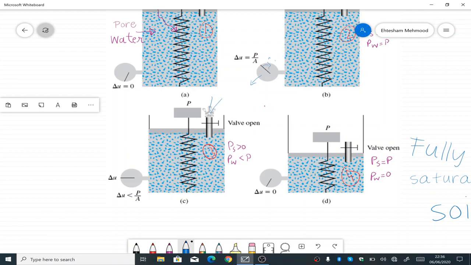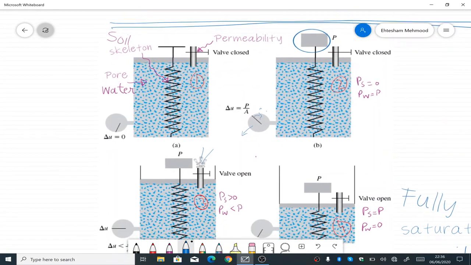And after a certain while, this condition will happen that all the excess water has moved out, and there would be no more water coming out of the valve. So at this time, all the load is taken by the spring and there is no load on the pore pressure or the water inside the cylinder.